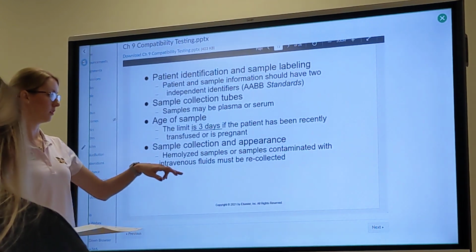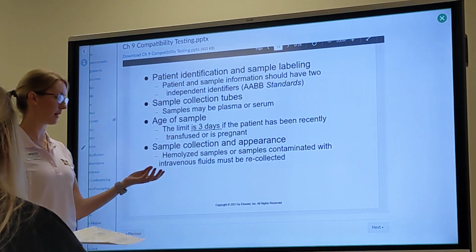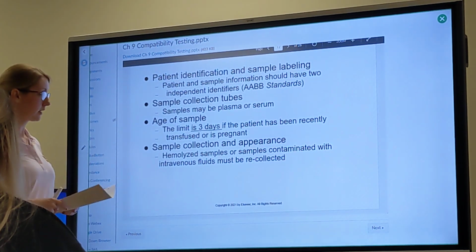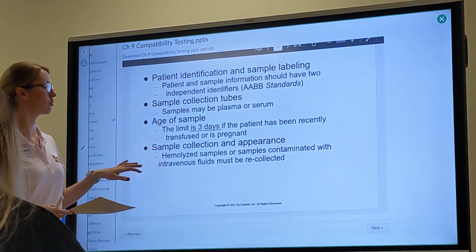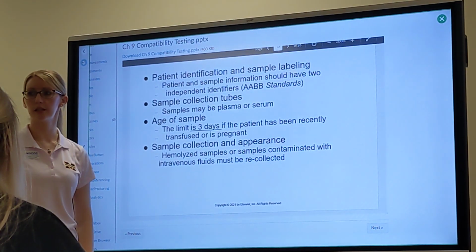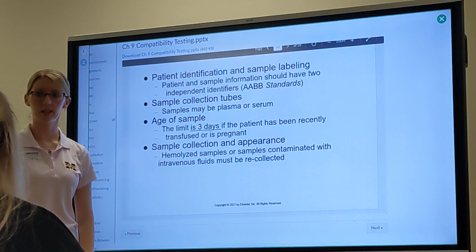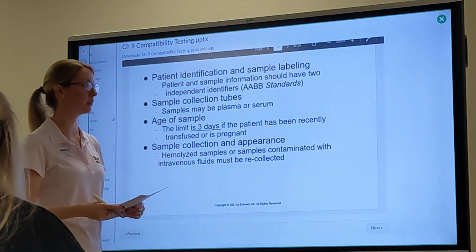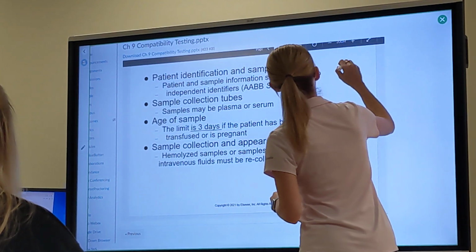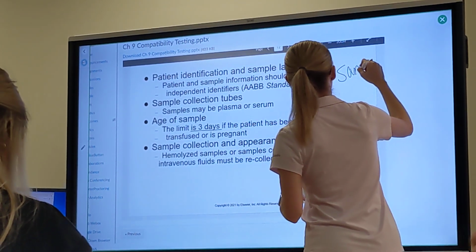Hemolyzed samples or samples contaminated with IV fluids must be recollected. So if a phlebotomist draws a blood bank tube, can they take it back to the blood bank and label it up there? No, that goes in the garbage. How to do it, you need to know that for the test. Samples have to be labeled at the bedside.